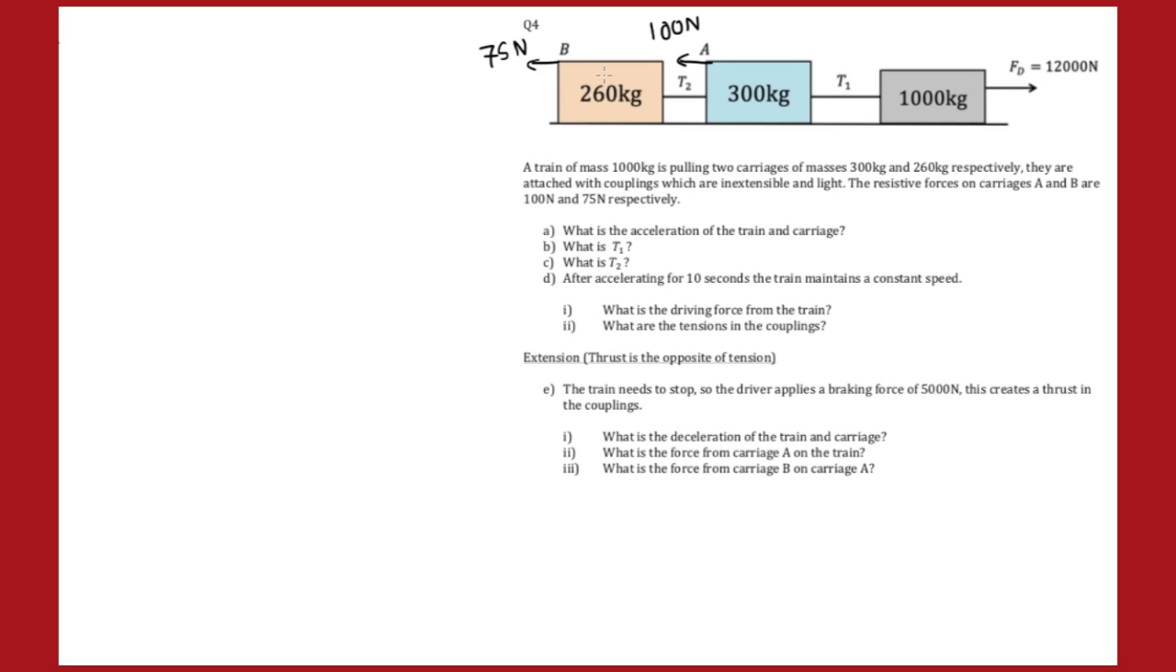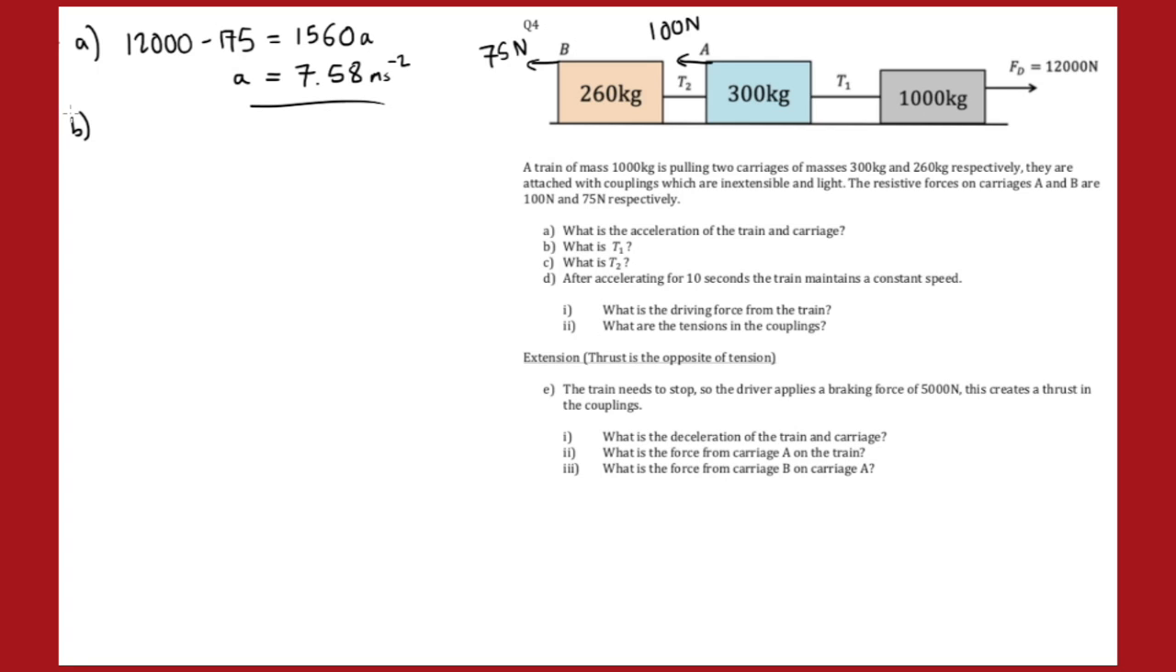Okay, so the acceleration of the whole thing, we should be fairly used to this by now, so I'll go through it quite quickly. We have the resultant force, which is 12,000 minus 175, and that equals the total mass, which is 1,560 times the acceleration. Working this through, this gives us an acceleration of 7.58 ms to the minus 2. Okay, so we should be quite used to doing that by now.